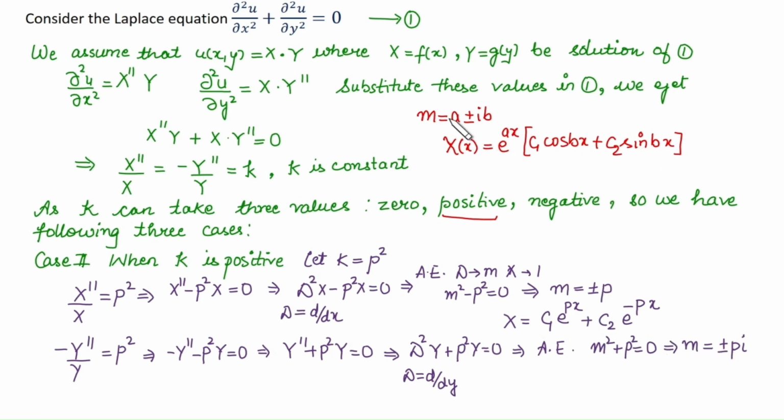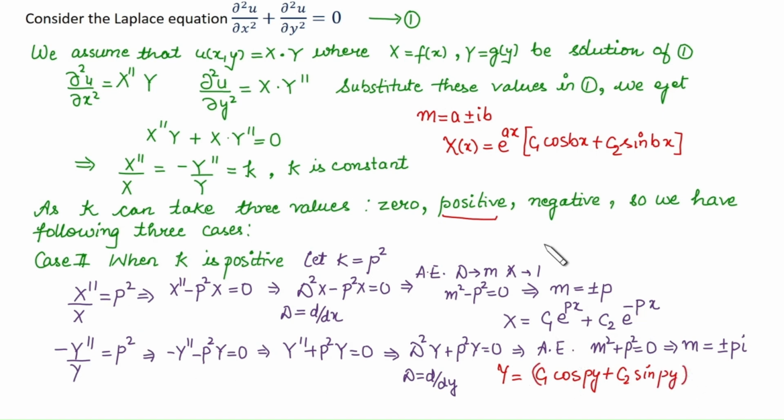According to this, the value of a is 0. So, e raised to power 0 into x, or e raised to power 0 into y, because we are dealing with the y variable, that is 1. So, here we need to replace b by p and the variable is y. So, what is the solution we are getting? That is y is equal to c1 cos of p y plus c2 sine of p y.